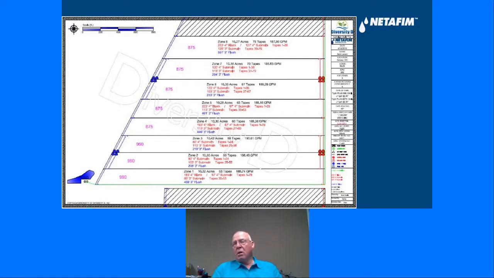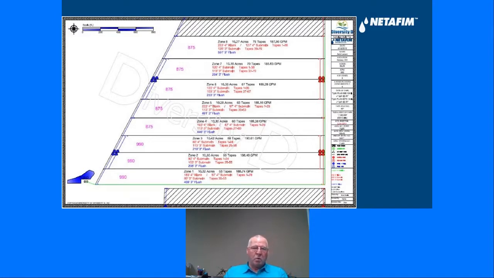In the installation process, you think, well, the first thing to do is plow tape in, but that's not really where it starts. Where it starts is with the design. We start with our design, and we go out and measure the field. We get a topographical map, and we come up with a design.